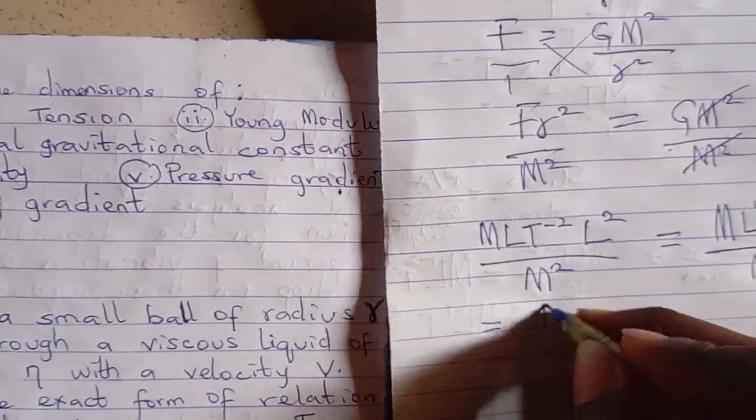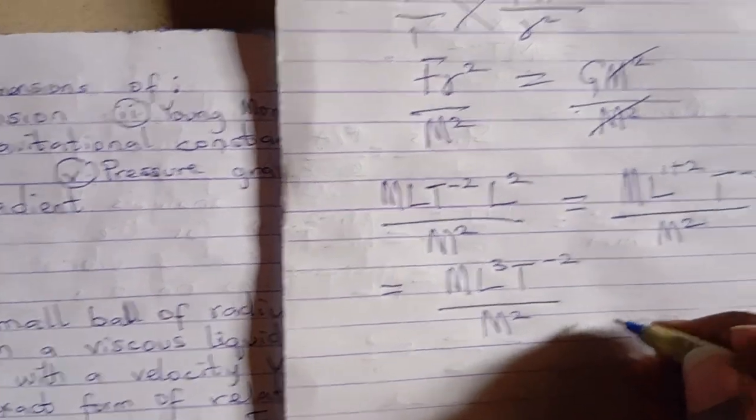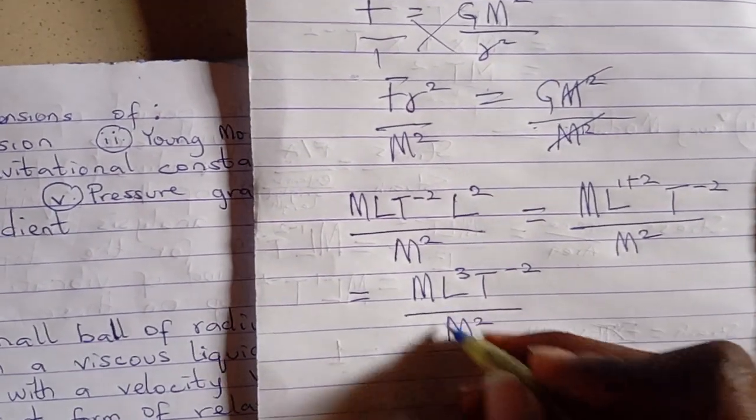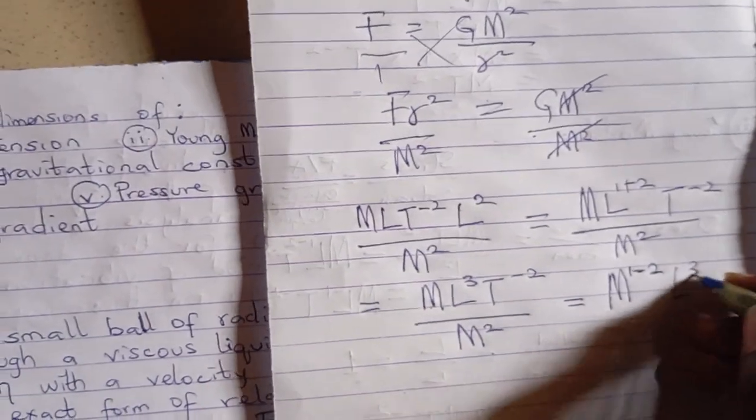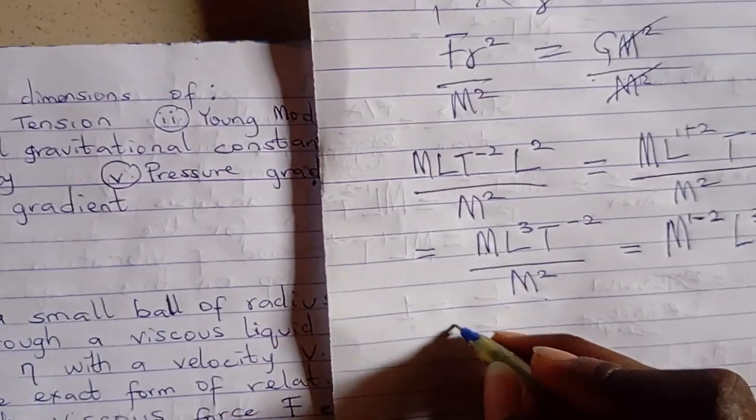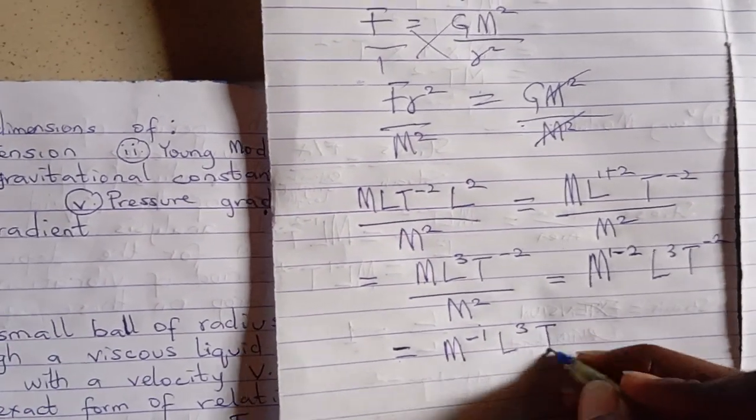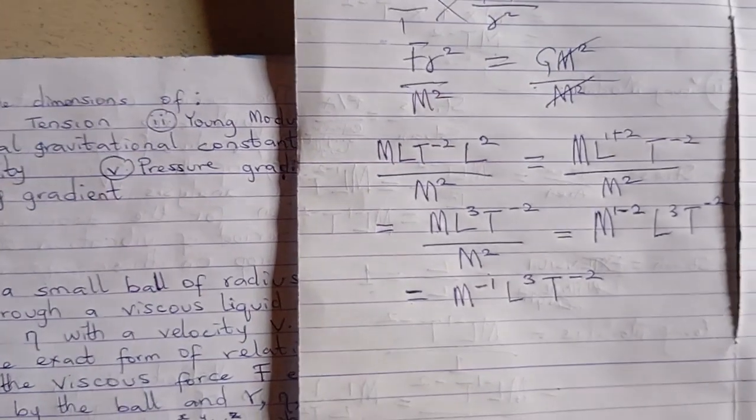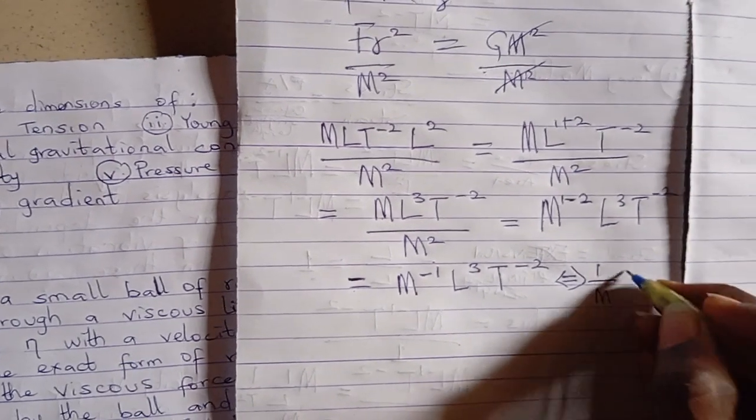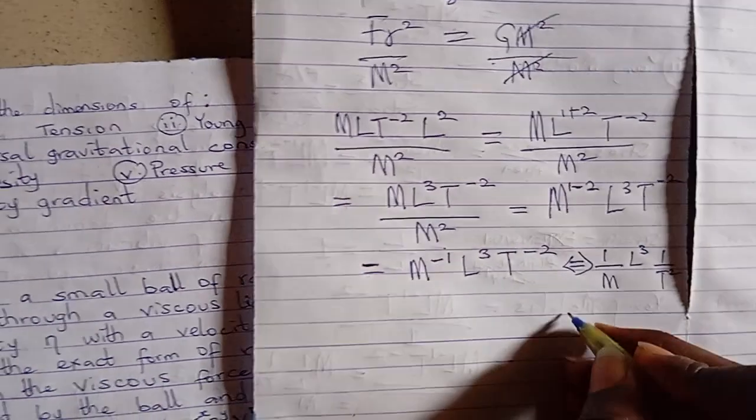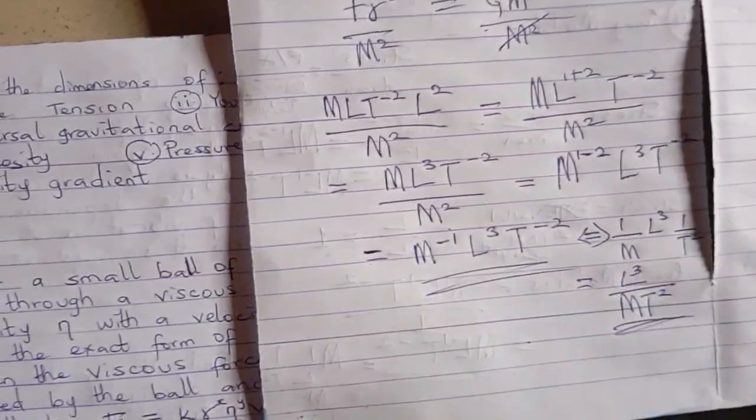which is equal to m l3 t raised to the power minus 2 all over m square. Now notice that if this is m and m, the bases are the same. We can apply the division law there, so that we have m to the power 1 minus 2, l3 t raised to the power minus 2. So this now becomes m minus 1 l3 t minus 2. That will be your answer. But if you take this to fraction form, this is also equal to 1 over m, l3, 1 over t square, which is the same as l3 all over m t square. Whichever one is the same thing.